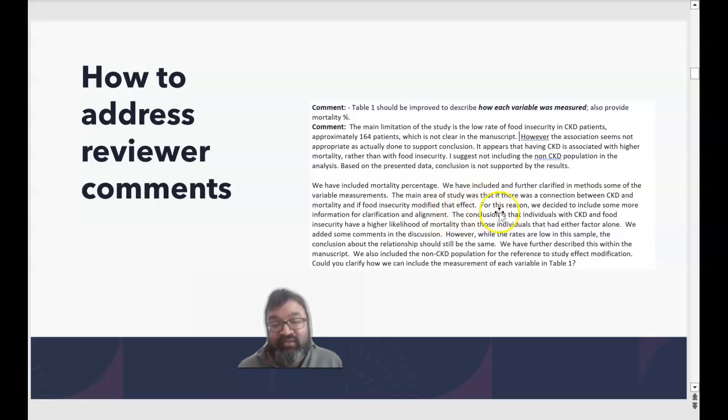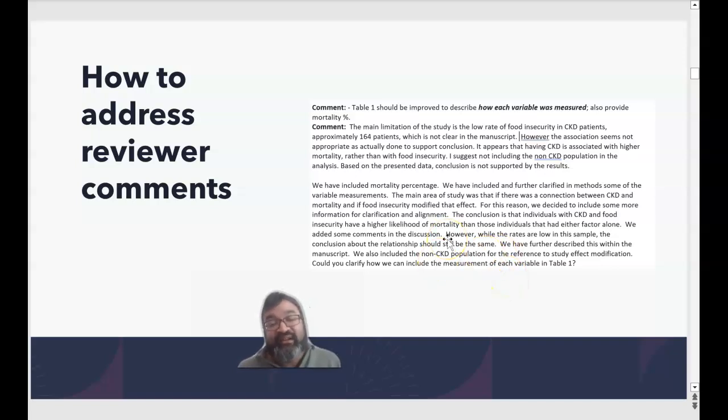Like I told you, the conclusion is that individuals with CKD and food insecurity have a higher likelihood of mortality than those individuals that had either factor alone. So individuals that had CKD alone or food insecurity alone did not have as increased a mortality likelihood as individuals that had both. And I also included in the discussion that while the rates are low in the sample, the conclusion about the relationships should still be the same.